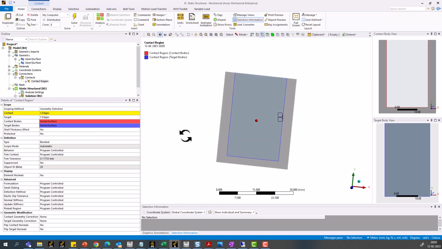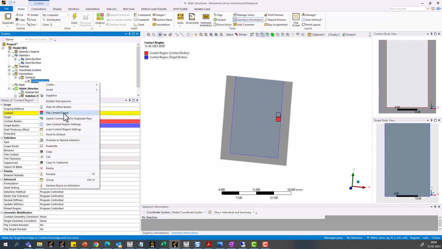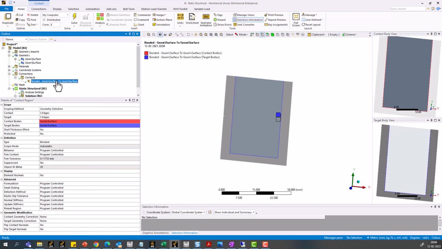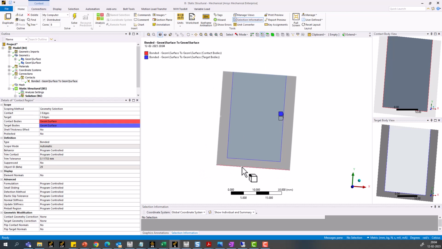Now the next thing is that I can go here and I can see that by default it has created some contacts. I can see there is some question mark here. Usually if your target is flexible and contact is rigid, then you will get this type of error message. So just to get away with that error message, I can flip the contact and target. That will work. But as per the problem statement, we need to define multiple contacts, because in this region your contacts are going to behave in a bonded behavior, and in this region it is going to behave in a frictionless manner. So let's change the definition.